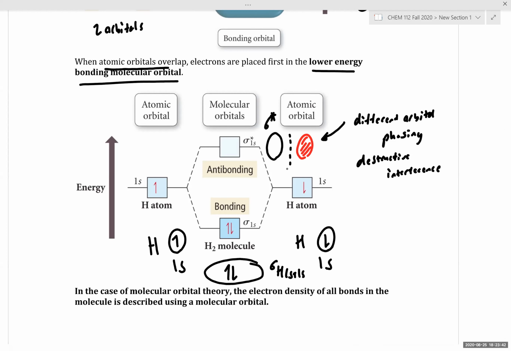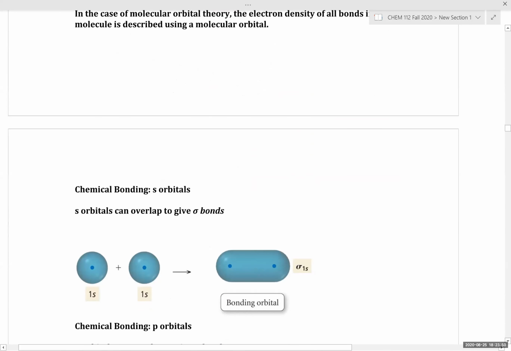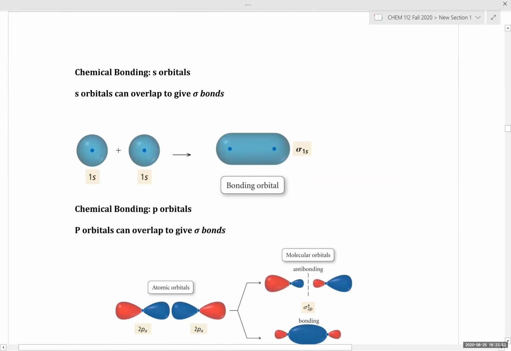Okay, so this is the basic premise behind valence bond theory and molecular orbital theory. Let's talk a little bit now about how different types of orbitals can overlap and what kind of bonds each of these orbitals can form. So our s orbitals can overlap to yield sigma bonds. They can overlap on the bond axis and yield sigma bonding orbitals and anti-bonding orbitals.